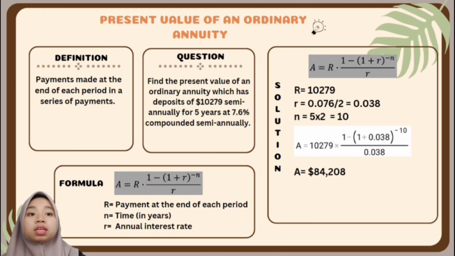Now, A equals 10,279 times 1 minus (1 plus 0.038) to the power of negative 10, divided by 0.038. So, we get A equals $84,208 for the final answer.